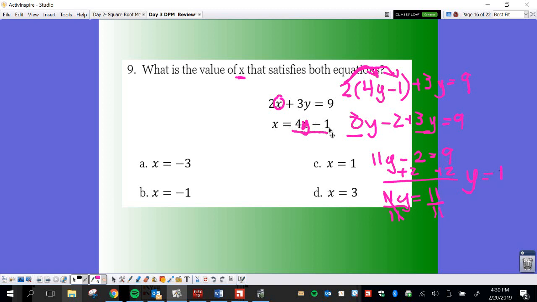So now, using my bottom equation here, I'm going to take this y value that I found and replace the y with it to figure out what x is. So that means x would have to equal 4 times my y value, which is 1, and then minus 1. So 4 times 1 is just 4, and then minus 1, that gives me 3. So that means x equals 3. D would be my answer.